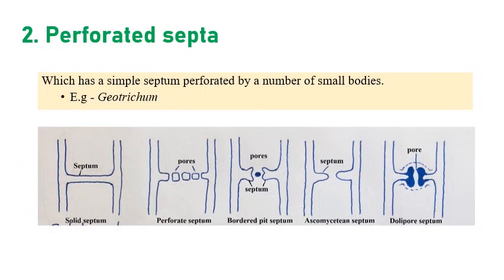Then the next one is perforated septa. The name itself indicates it. If you see here the second one, small cuttings can be seen. That is perforated. It is a very simple type of septa. Instead of straight cross walls, a small number of perforations, small pore-like bodies, are present. We can also call them pores, right? This kind of perforated septa we can observe in Geotrichum.